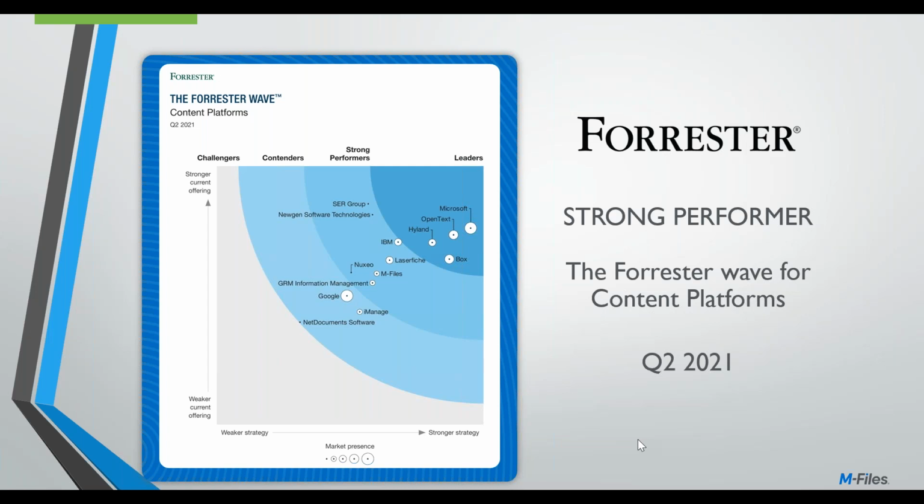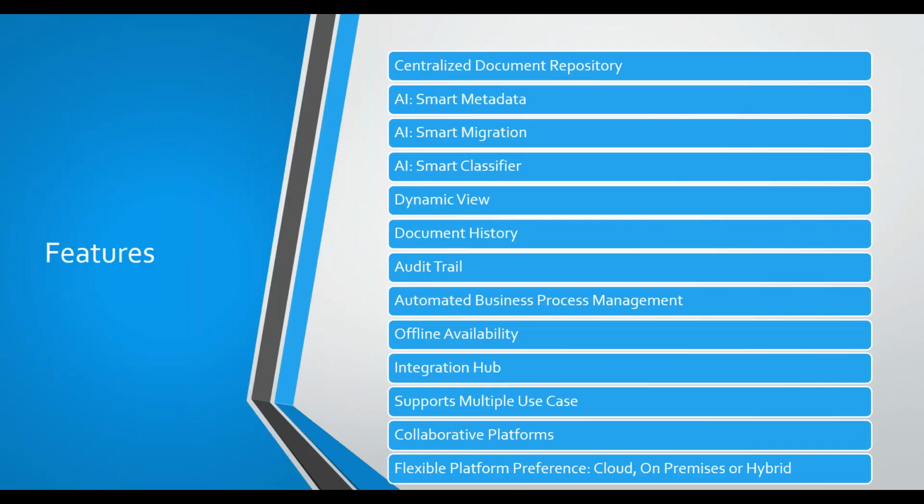Now I'll be sharing with you more on the features. The features of M-Files is that it provides us as users a centralized document repository. What we mean by this is that all documents that are required for you are all in one system. Aside from that, M-Files also comes with AI smart metadata and AI smart migration.